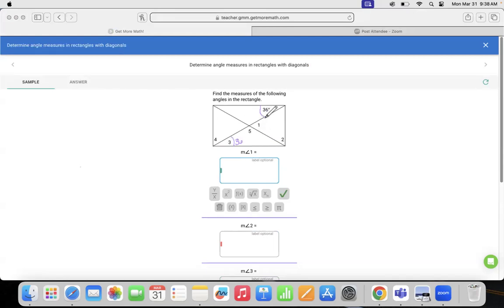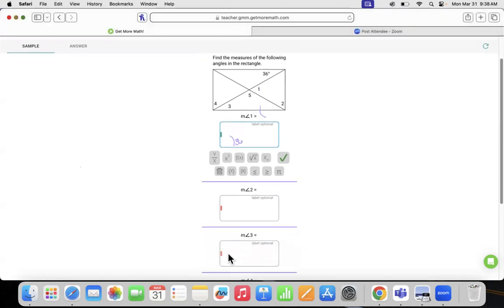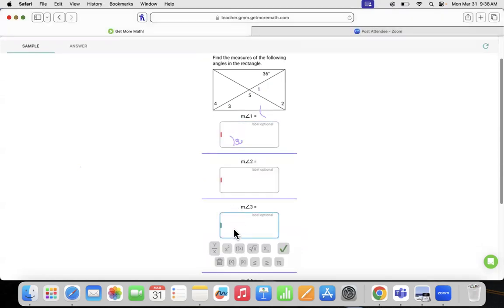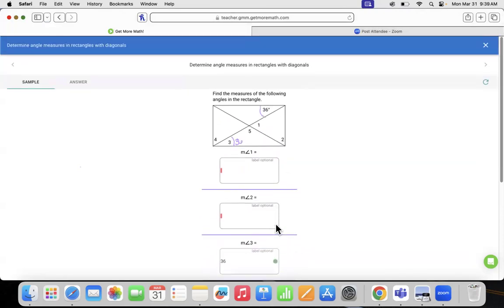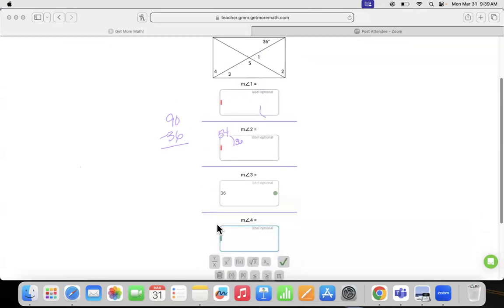But we have alternate interior angles here. So we know that angle 3, let me see if it'll let me just type that in there. Oh, yep, it will. So we know that this is 36 degrees. So we know that's right. And then we know that angle 4 is going to add up to the 90 degrees, right? So we're going to do 90 minus 36 is going to get us angle 4. So that's 54. So come on down here, and angle 4 is 54 degrees.